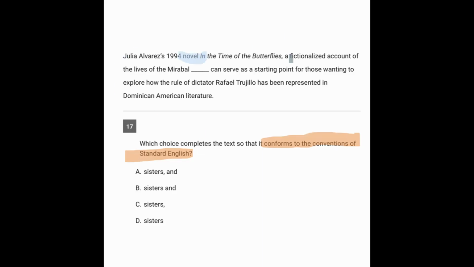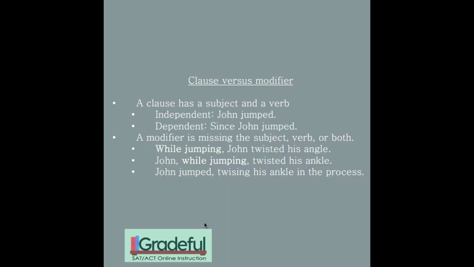This novel, a fictionalized account of the lives of the Mirabal sisters, can serve as a starting point for those wanting to explore how the rule of this dictator has been represented in literature. So let's talk a little bit about what's going on grammatically here. And you need a little bit of grammar background.